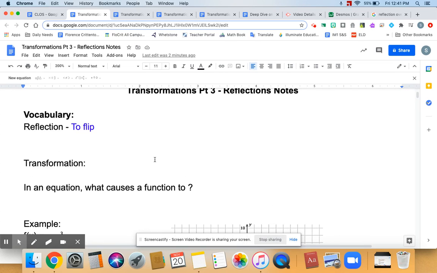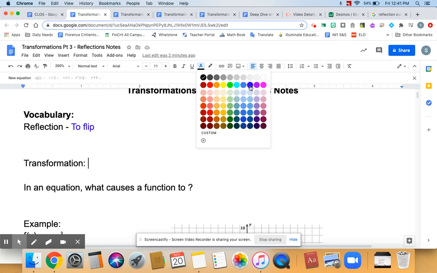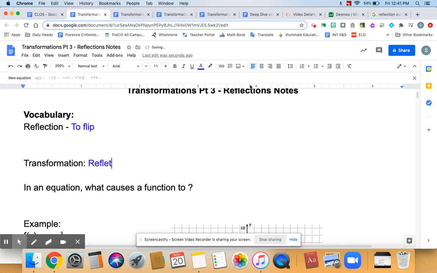The transformation is reflecting over the vertex.